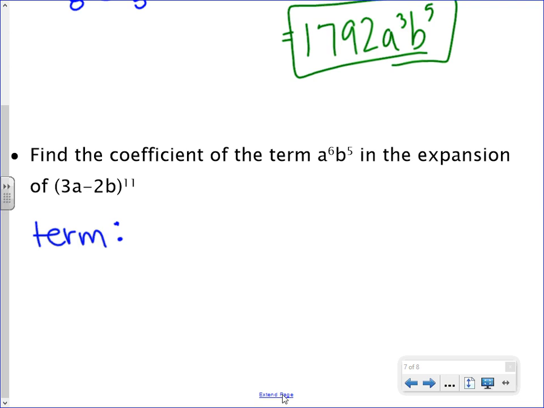Okay, so our term, since this is to the 11th power, we have 11 combinations of something. We know we need 3a raised to a power and negative 2b raised to a power since it is subtraction. Now, we know the exponents. We know that a needs to have a 6th power, and we know b needs to have a 5th power. So how do we fill in our combination? 11 combinations of 5 because it has to match that second exponent.